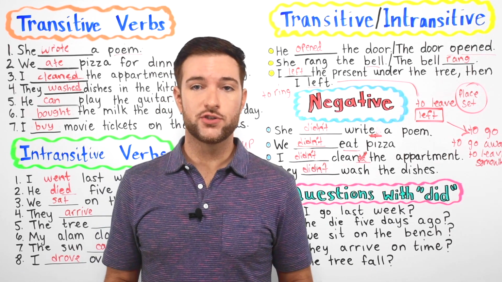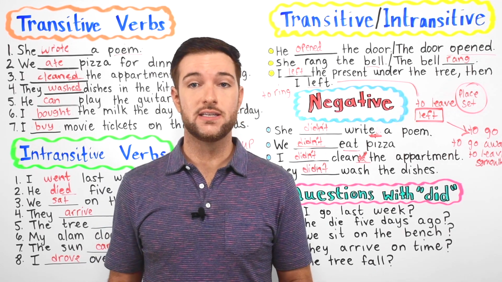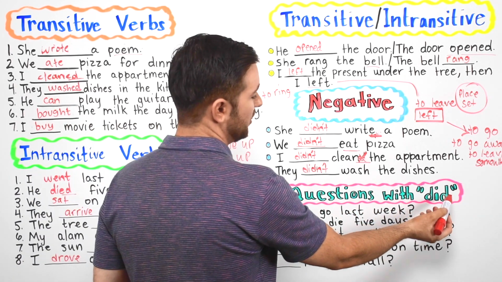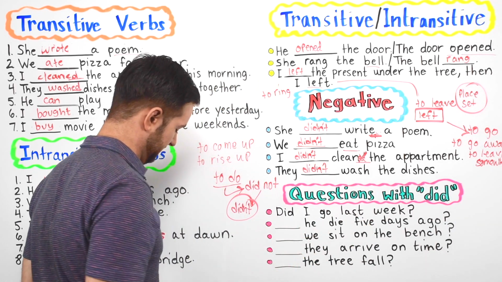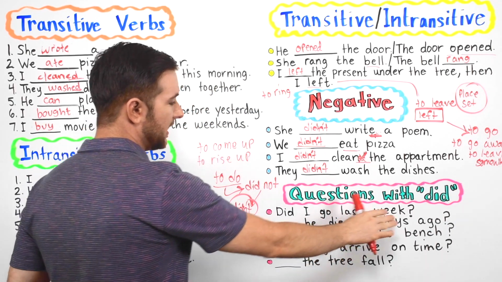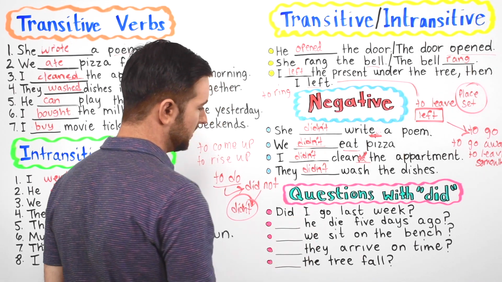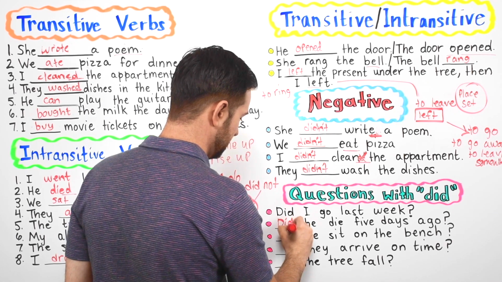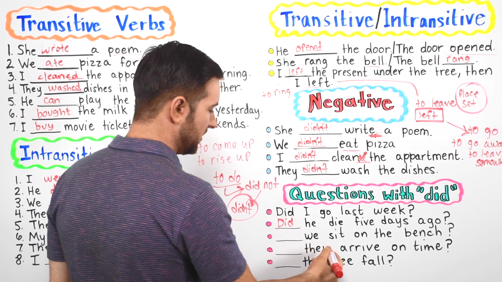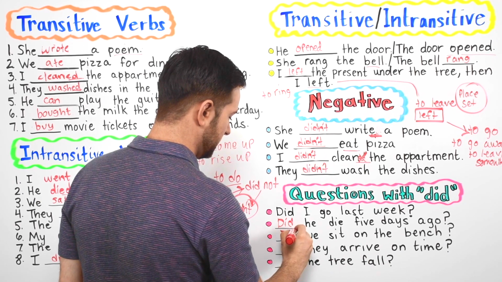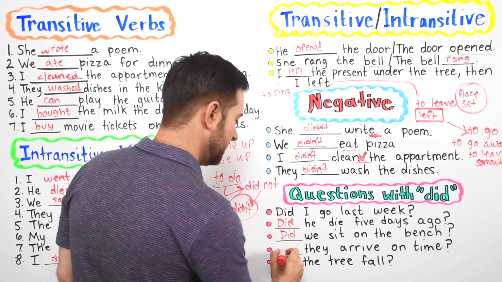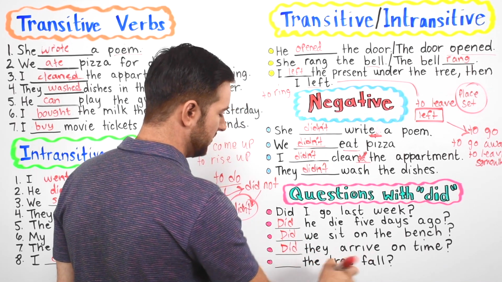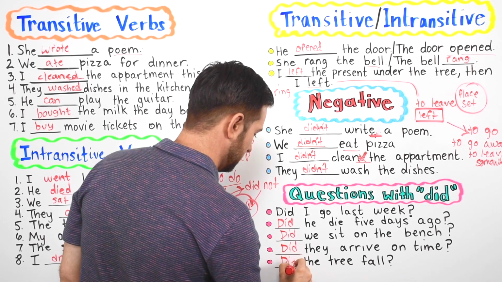Now, when you want to make questions, all we have to do is put the word did in the front of the sentence. So this says questions with did. You take did and you put it in the front. So it becomes, did I go last week? Blank, he die 5 days ago. Did he die 5 days ago? Blank, we sit on the bench. Did we sit on the bench? Did they arrive on time? And finally, blank the tree fall, did the tree fall.